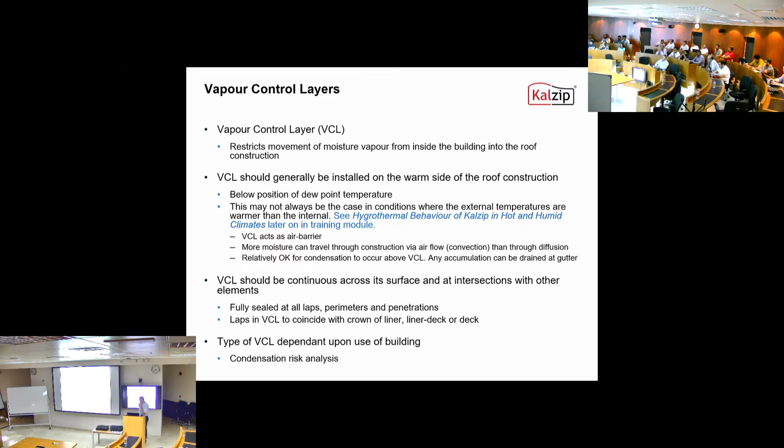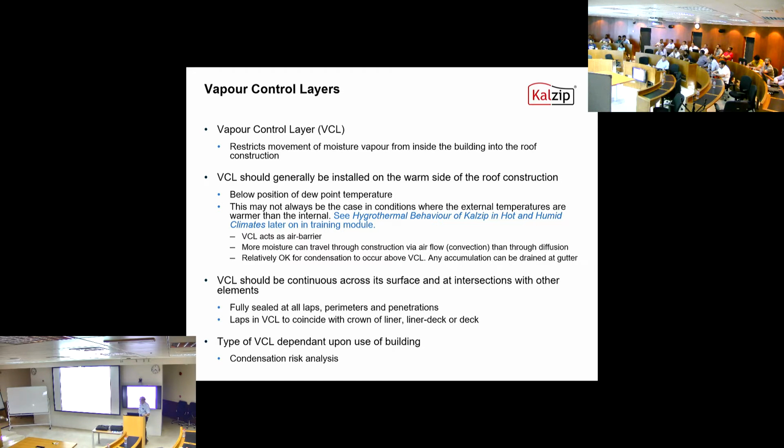So a couple of considerations in terms of your vapour control layer. It restricts the movement of moisture vapour from inside the building into the roof construction. The VCL should always be installed on the warm side of the roof construction, below the position of the dew point temperature. That's where you can get condensation forming. In some cases you may get external temperatures warmer than the internal temperatures.